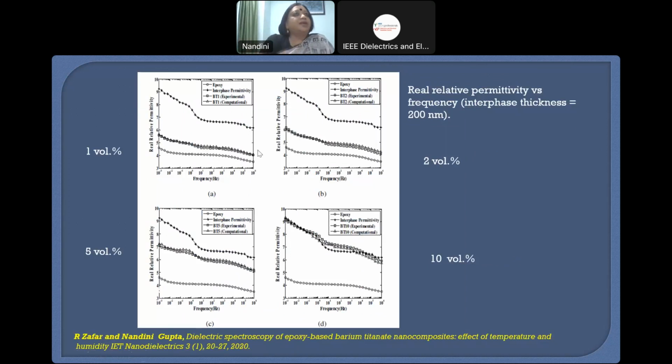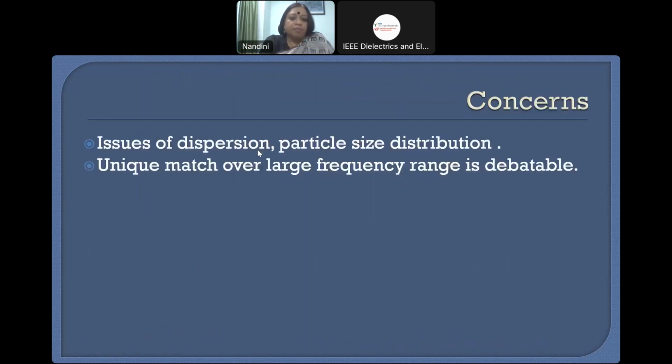And if you remember, in case of the interface volume thickness also, we are getting a value of 200 nanometers. But here we have changed the particle. So we're getting the same 200 nanometers for alumina and for barium titanate, which is kind of concerning in the sense that we are not really able to control the issues of dispersion to a very large extent. There is the issue of particle size distribution, and we have no confidence that we are able to get a unique match over a large frequency range.